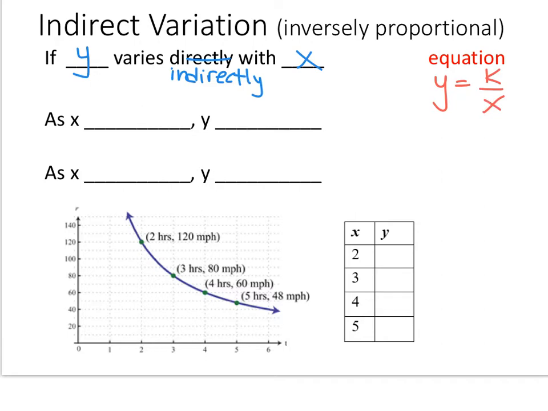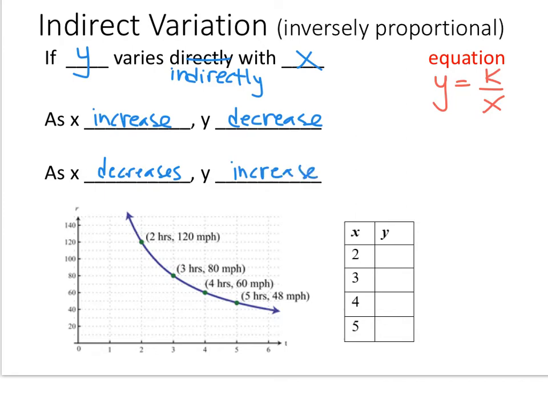Now with an inverse relationship, if you think about the inverse of what we were doing before, as x increases, what's going to happen this time is that y is going to decrease. And so instead of having a direct proportion in which both x and y are doing the same thing, where they're increasing and increasing, we're going to have this indirect variation in which as one increases, the other one decreases. And so as x decreases, that would mean that our y values will increase.